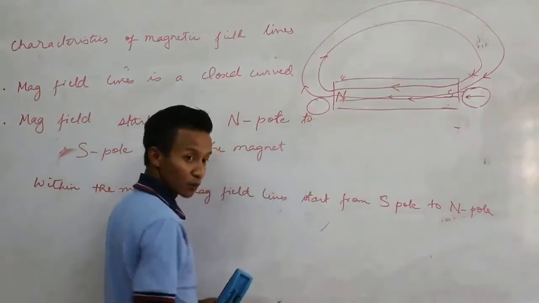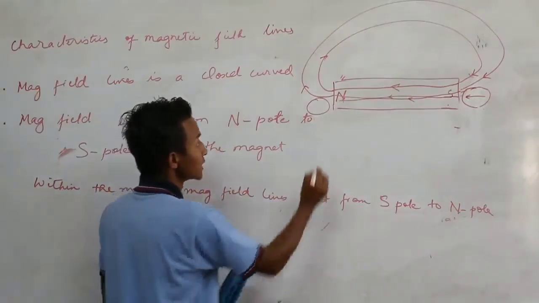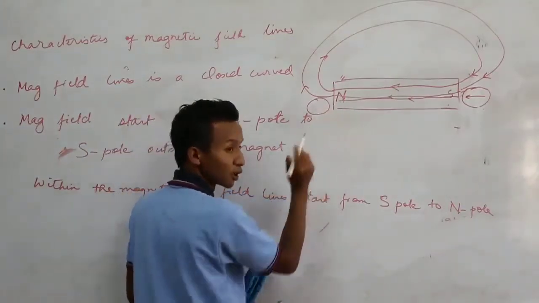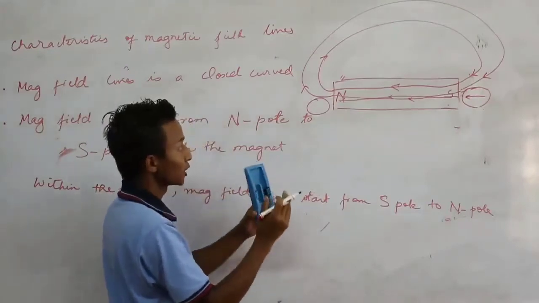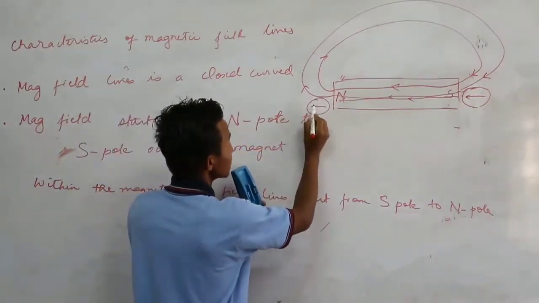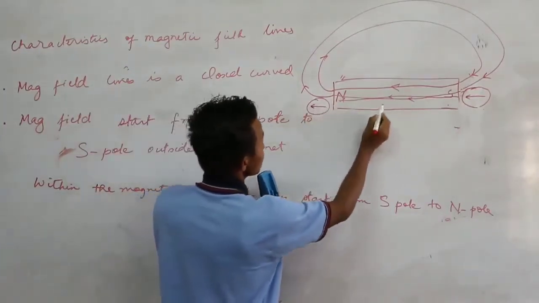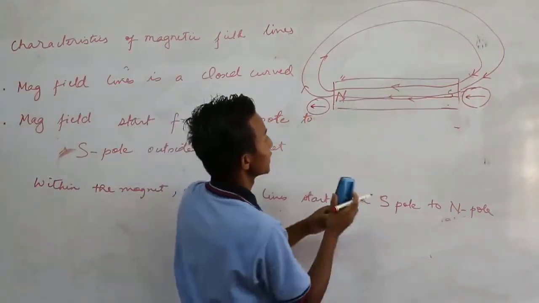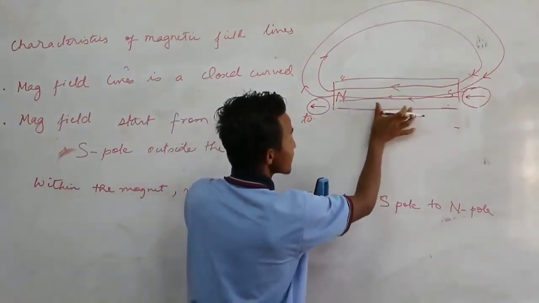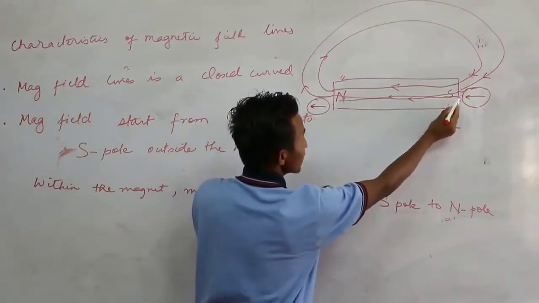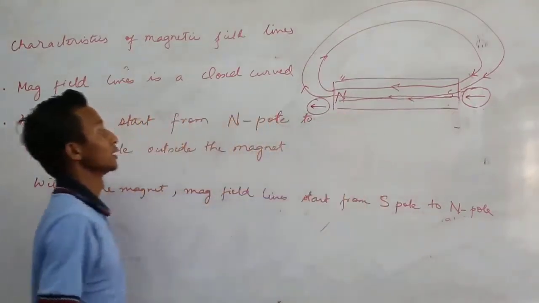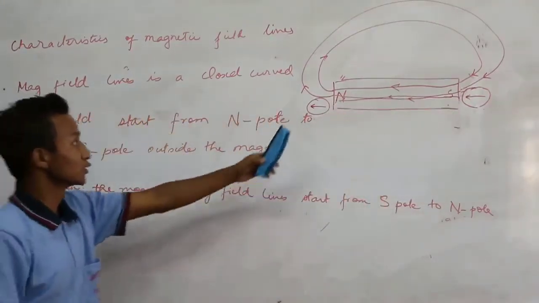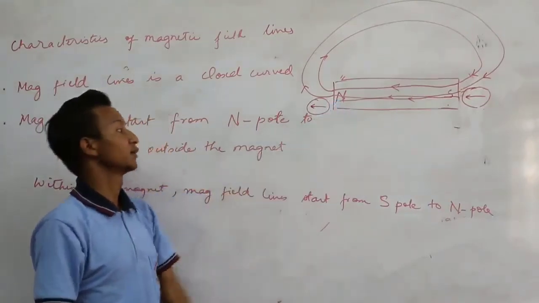What about in this direction? This is a magnetic compass, so this is the North. The North will repel the North, and North will attract South. So the North will get repelled like this. So within this magnet, inside this magnet, the direction is from the South Pole to the North Pole.